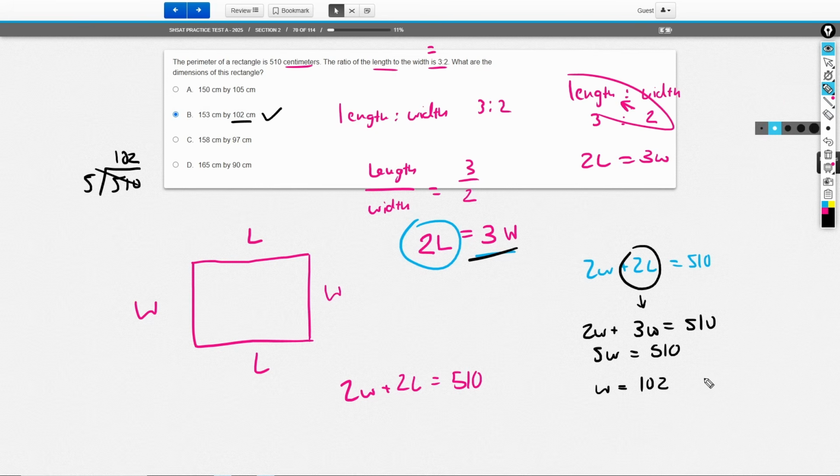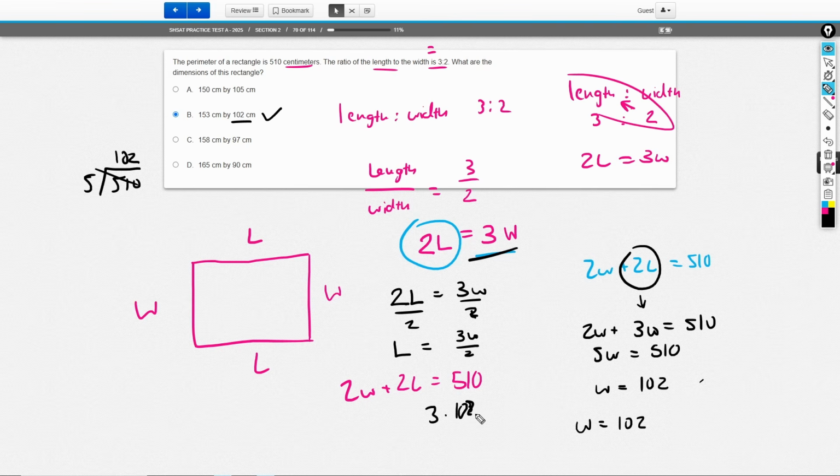But let's say that you didn't stop from here. If you know that w is equal to 102, you know that 2 times the length is equal to 3 times the width, right? So in this case, if I divide both sides by 2, 1 times the length, or just the length, is equal to 3 times the width divided by 2. So if you actually wanted to find the length as well, you just do 3 times 102 divided by 2, which would have given you 153 either way. So that's the correct answer here.